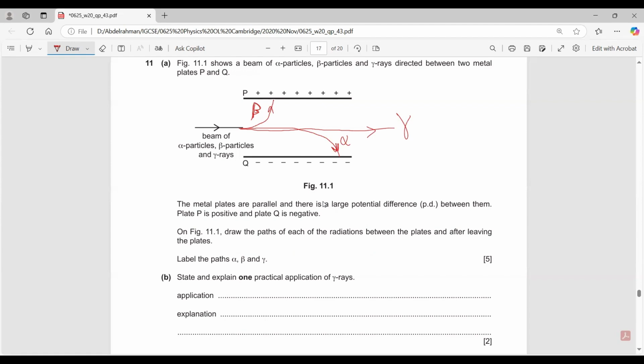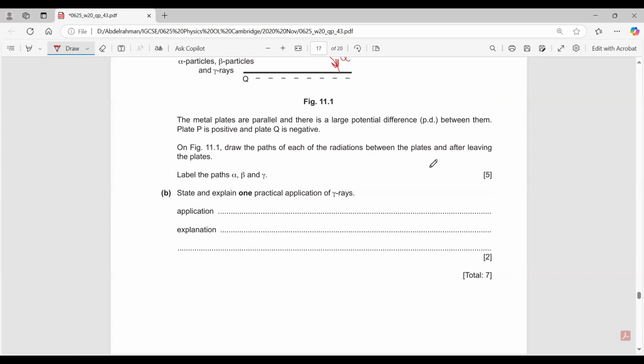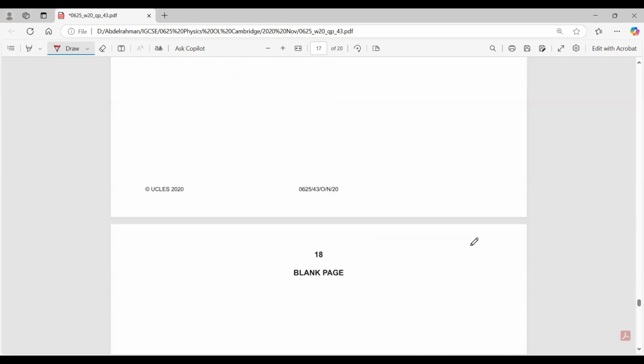State and explain one practical application of gamma rays. We have several applications, but you can say, for example, cancer treatment. Why can we use it in cancer treatment? Because it kills the cancerous cells. That's it.